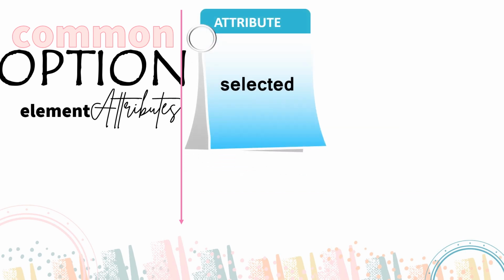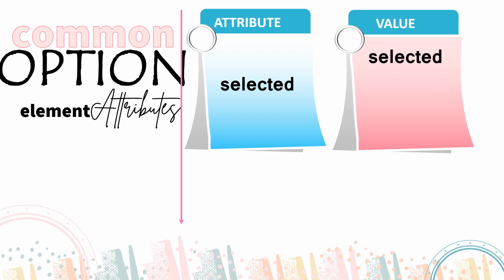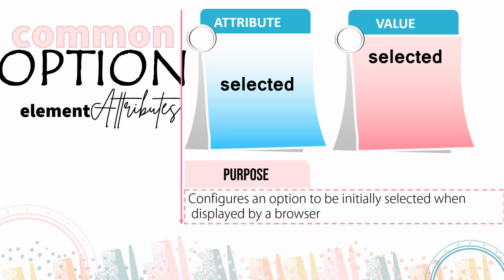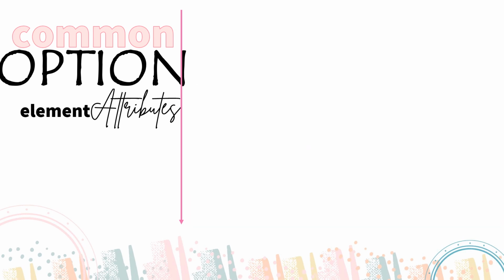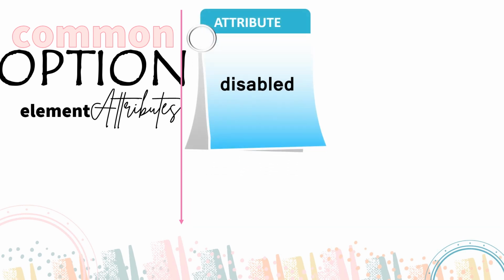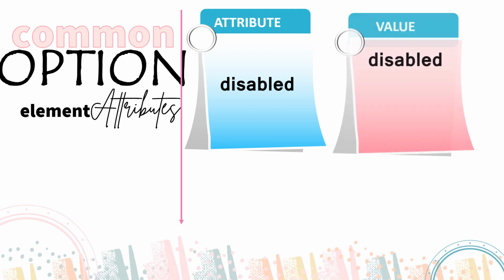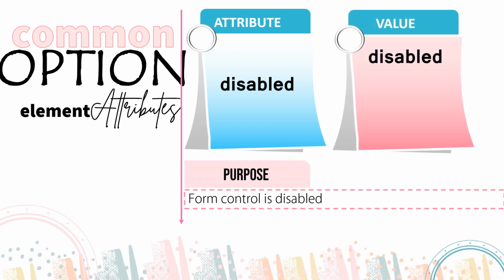The selected attribute, the value of the selected attribute is selected. Its purpose is that it configures an option to be initially selected when displayed by a browser. The disabled attribute, its value is disabled. The purpose: the form control is disabled.